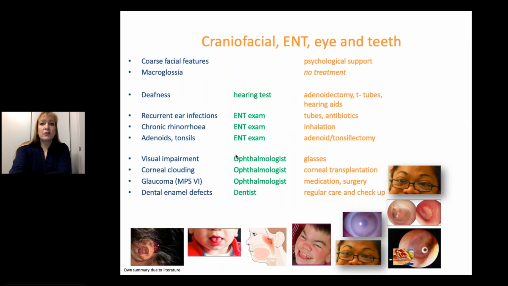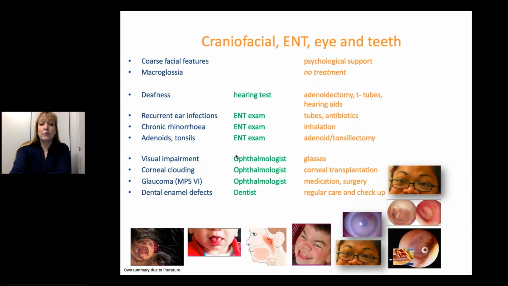From the craniofacial, ENT, eye and teeth point of view, we have to treat the deafness of these patients with hearing tests, T-tubes, adenoidectomy, hearing aids. The recurrent infections have to be treated very aggressively, also with antibiotics, inhalation, T-tubes if needed, and so on. Adenoidectomy, tonsillectomy are extremely frequent in MPS patients and needed also for a good sleep.